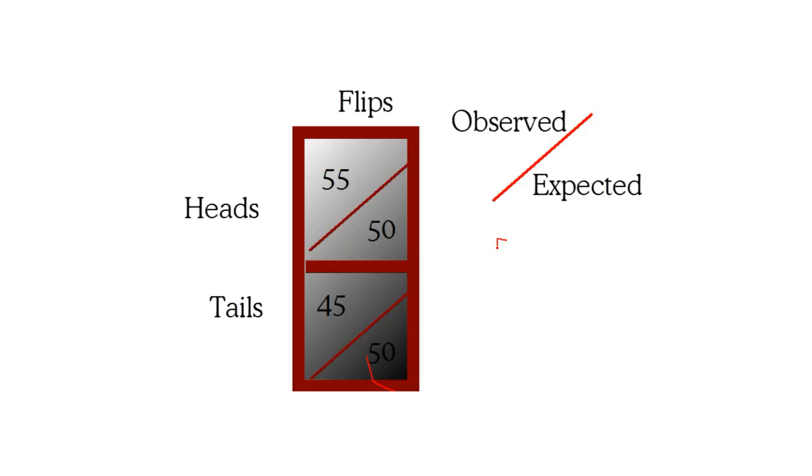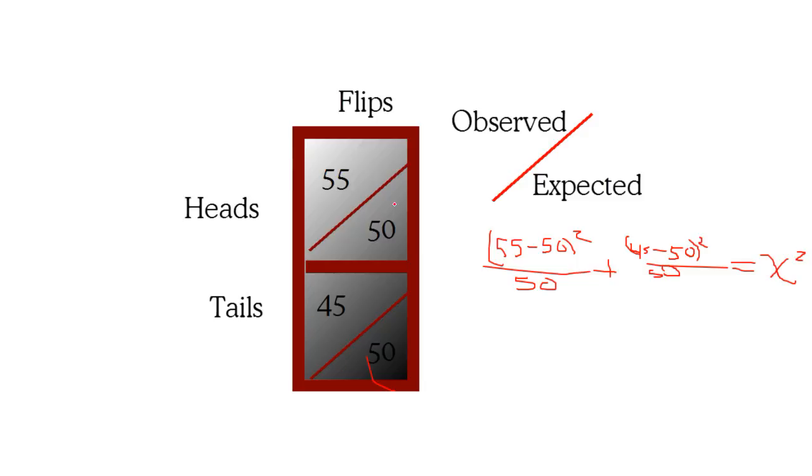So now I'm going to take 55. I'm going to subtract 50. I'm going to square that. I'm going to divide by 50. I'm going to take 45 minus 50. I'm going to square that. Divide by 50. And when I add those up, that's my chi-square.